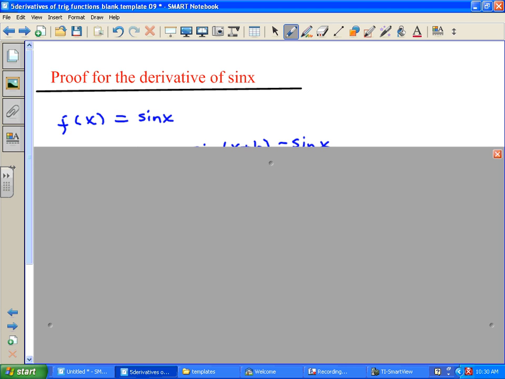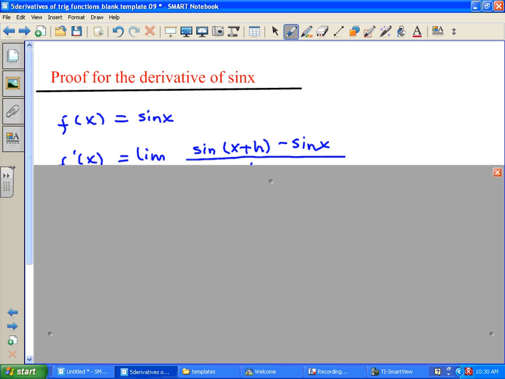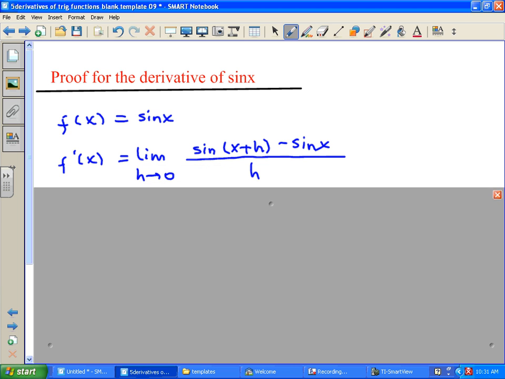How would you apply the definition of derivatives with this? F of x plus h, what would that be for the sine function? Sine of x plus h, right, minus f of x, which is minus sine of x, everything divided by what? H, and the limit as h goes to 0. So we applied the definition of derivatives.